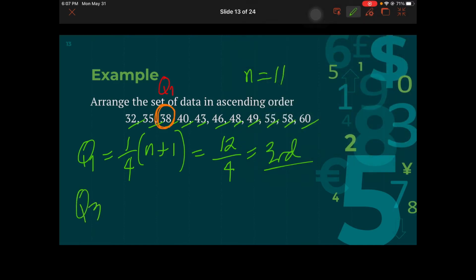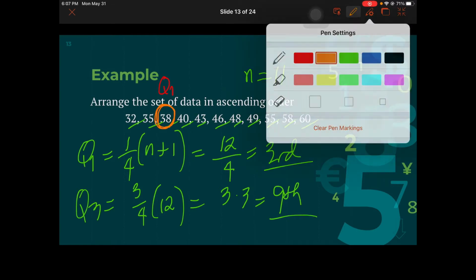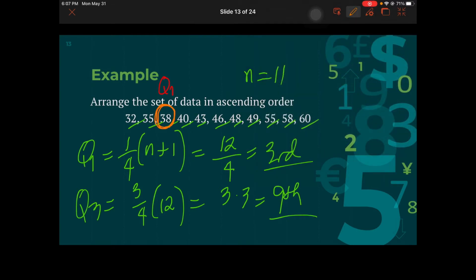Next, we're looking for the third quartile or the upper quartile. So, that's 3/4 of 12. And that will give you 3 times 3. We're looking for the 9th. So, alin dito ang 9th? Yan ang 3rd, 4th, 5th, 6th, 7th, 8th, 9th. Ito siya. So, that means yan ang value ng ating Q3.